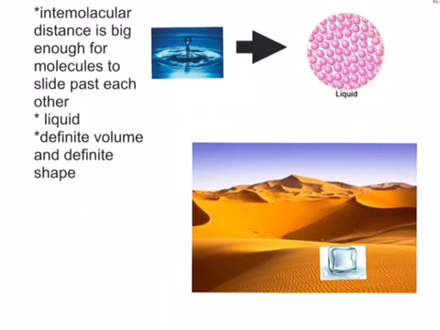And in a liquid, the molecules slide past each other, just a little bit, and the intermolecular distance is big enough for the molecules to slide past. But it's still not big enough to have all the space they want, so sometimes they can bump into each other.